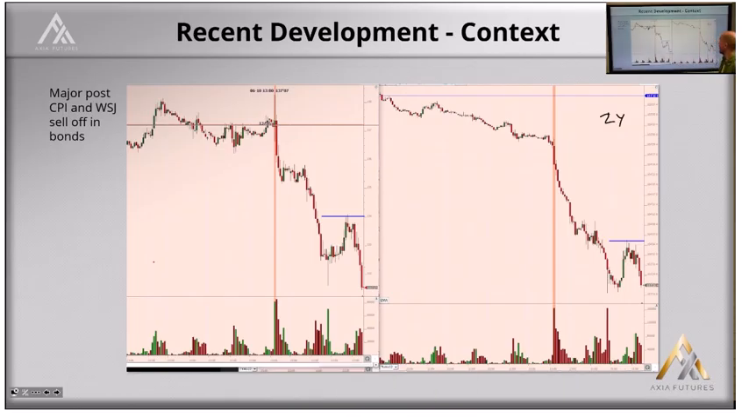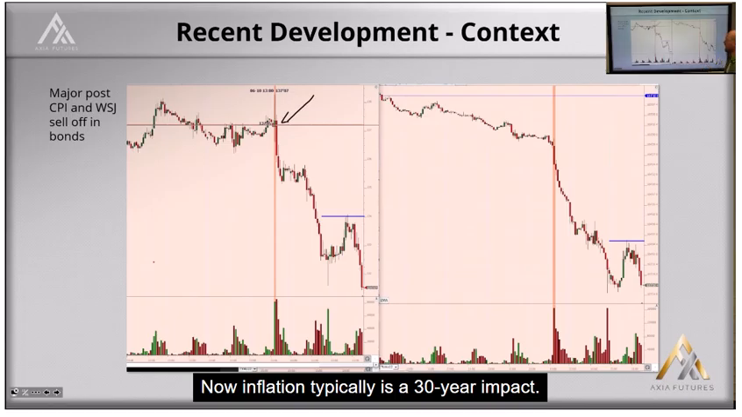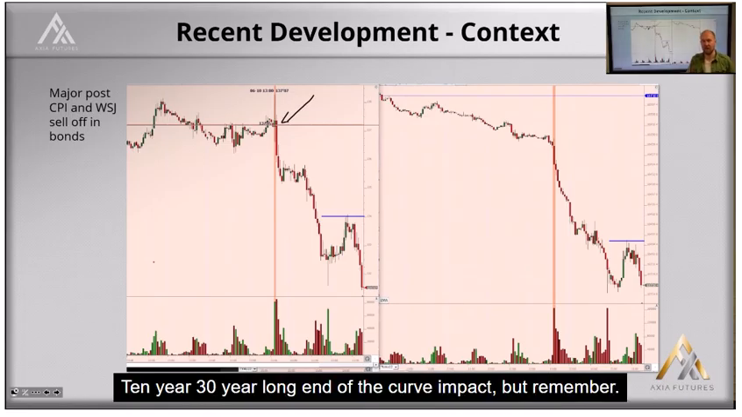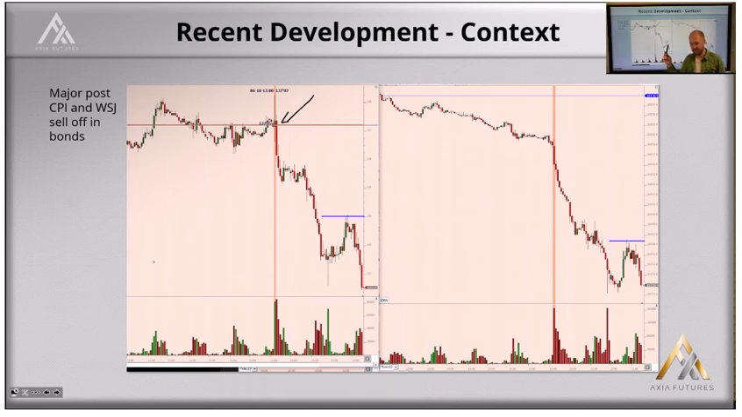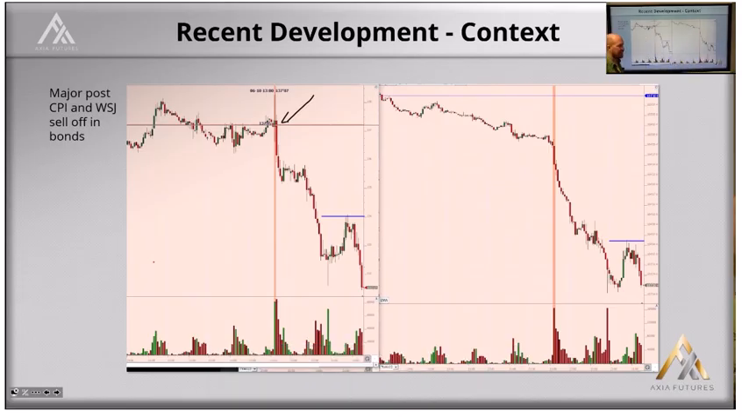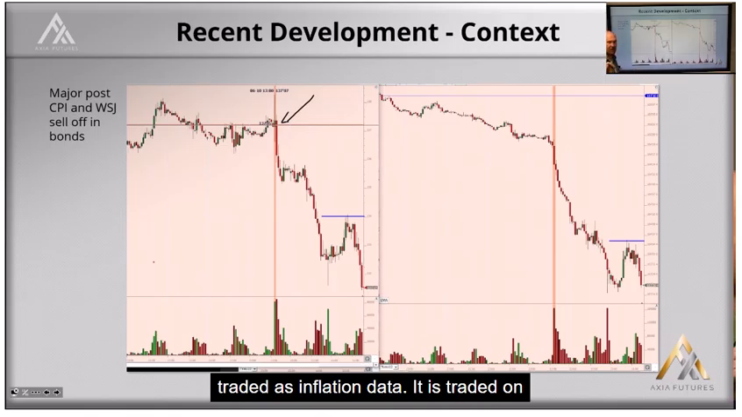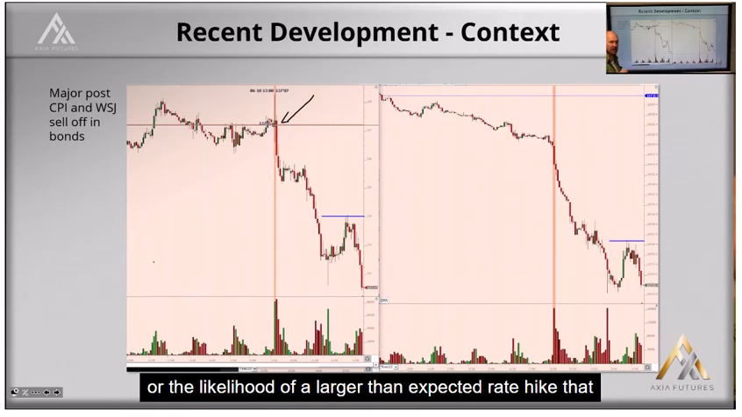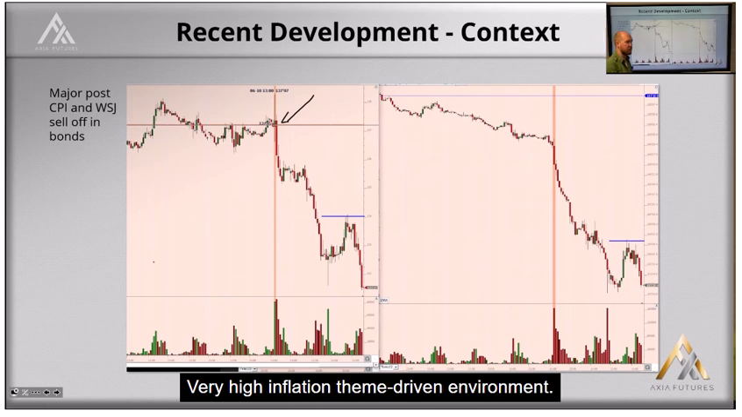So what happens? Well, on the Friday before the Fed decision, you get CPI. CPI data, inflation data, is higher. This is a 30-year bond, this is a 2-year bond. Now inflation typically is a 30-year impact, 10-year, 30-year, long end of the curve impact. But remember, at this point in time, inflation directly will lead to rate hikes. So inflation data has a very, very big impact on 2-year bonds. Essentially, inflation data is not traded as inflation data. It is traded on the likelihood of a rate hike or the likelihood of a larger than expected rate hike. That was the way inflation was traded in a very high inflation, theme-driven environment, I should point out.